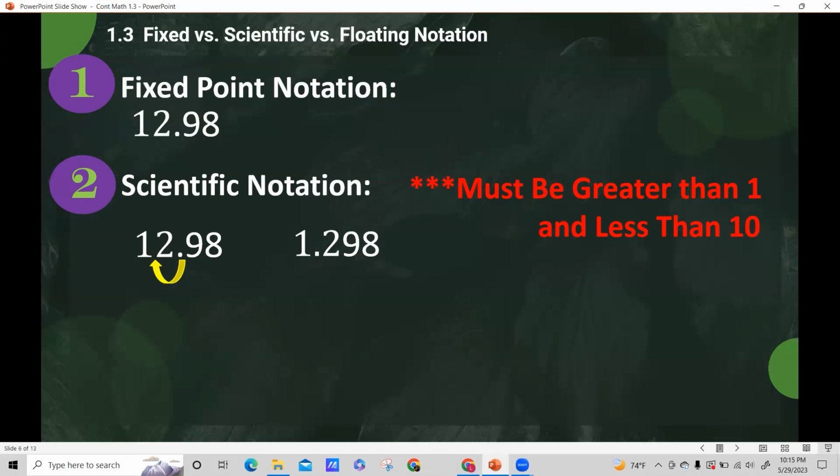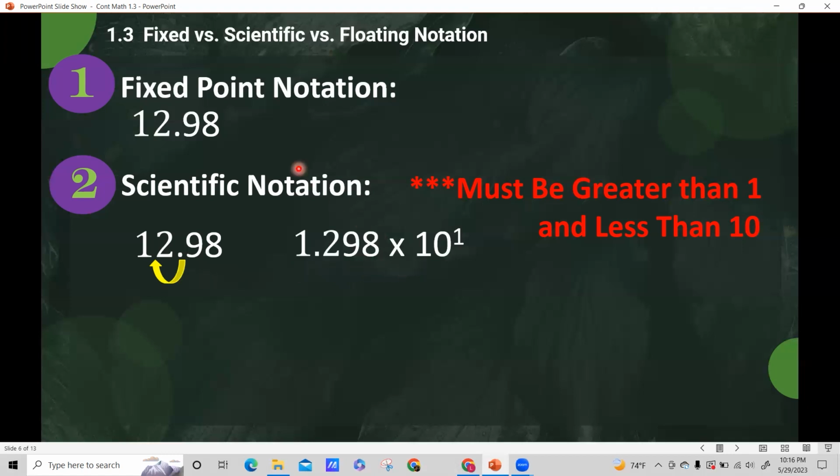Now, how you write it in scientific notation is 1.298 times 10 to the first. The reason we got 10 to the first is that we moved our decimal place one time. So this is scientific notation. This number right here and 12.98 are exactly the same. They're just two different ways of writing the same number. Okay.